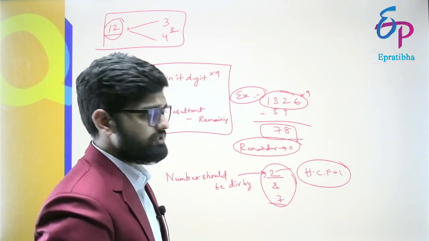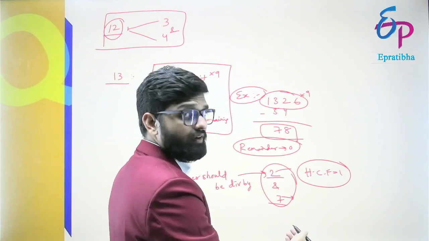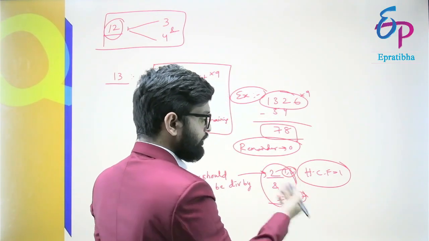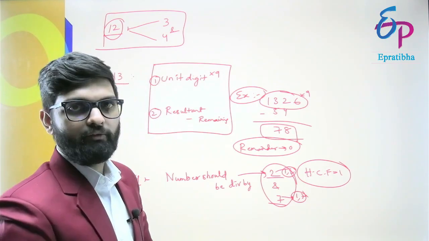It is 1 and 2. What are the factors of 7? It is also 1 and 7. What is the only common factor? It is 1, right? So the highest common factor also will be 1.